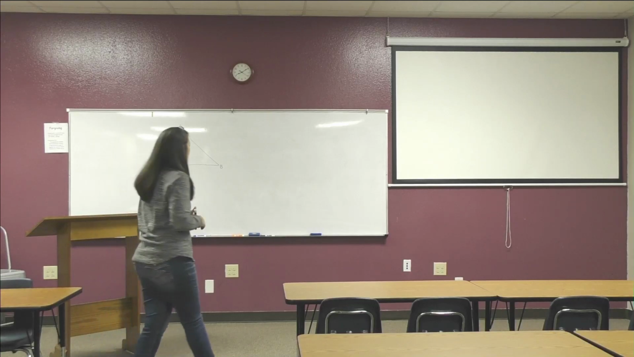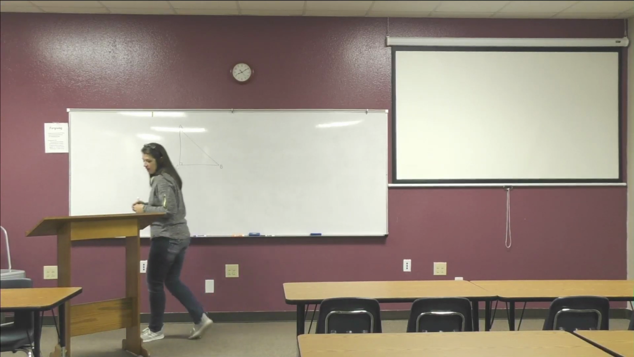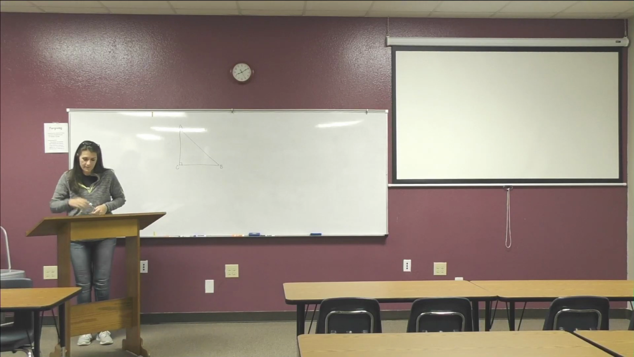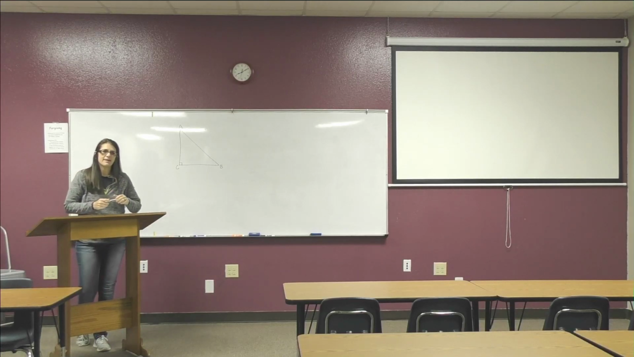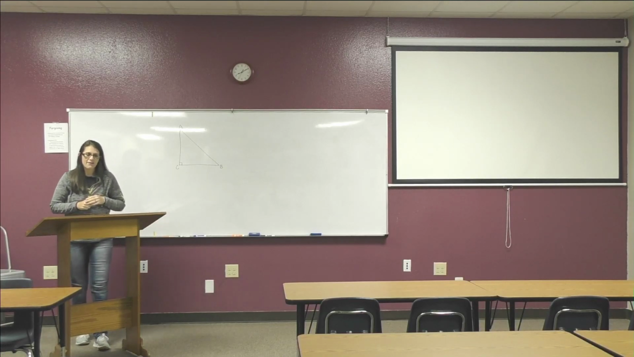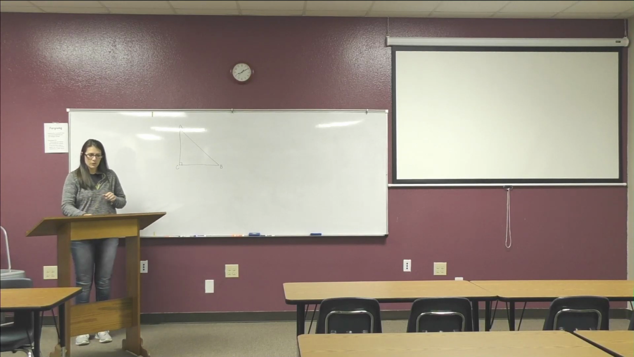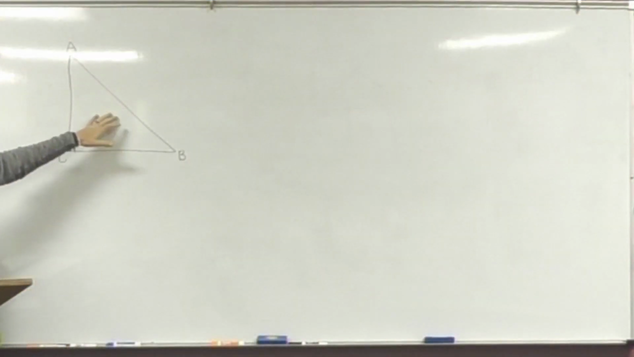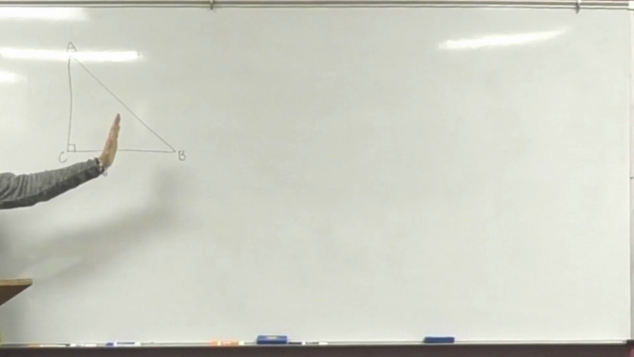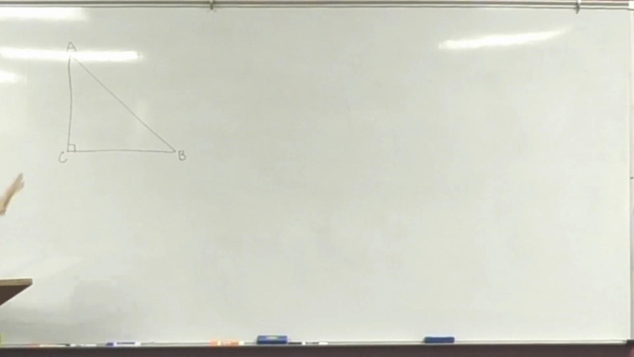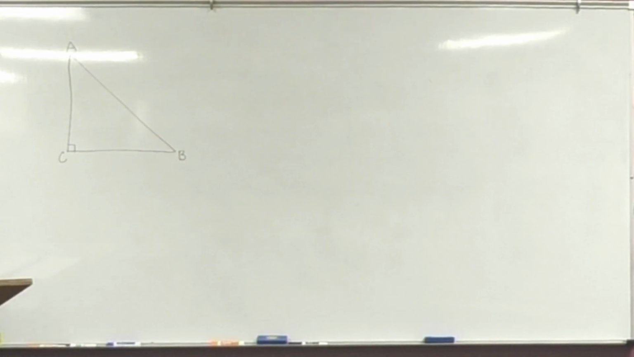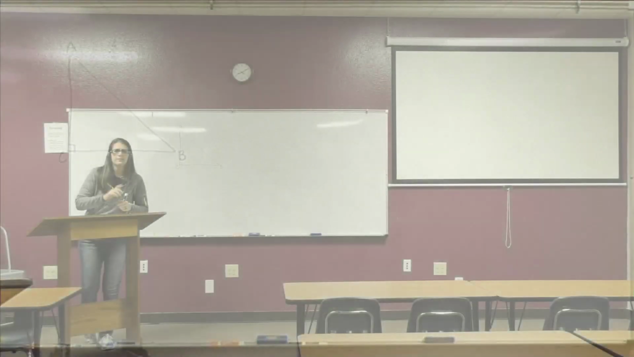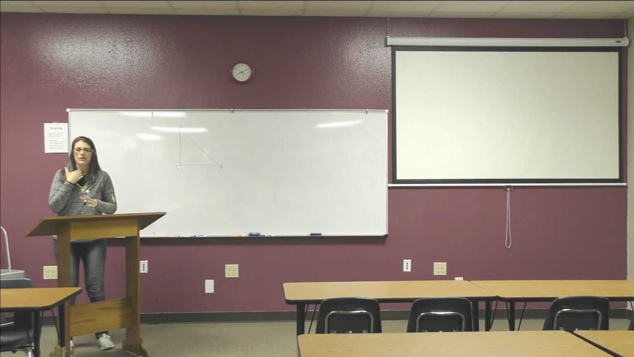So here is a right triangle. We are on page 379, right below example 8.1F. You should see this about midway down the page on the right hand side. It is a right triangle, triangle ABC.